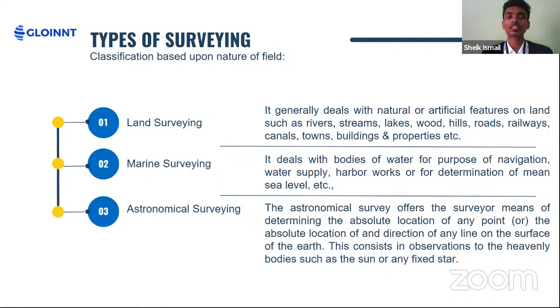And astronomical surveying. Astronomical surveying offers the surveyor means of determining the absolute location of any point and the direction of any line on the surface of the earth. This consists of observation of heavenly bodies such as the sun or any fixed star. So when you compare all three types of surveying, land survey deals with land bodies, marine survey deals with water bodies, and astronomical survey deals with heavenly bodies. So these three surveys are based on the nature.